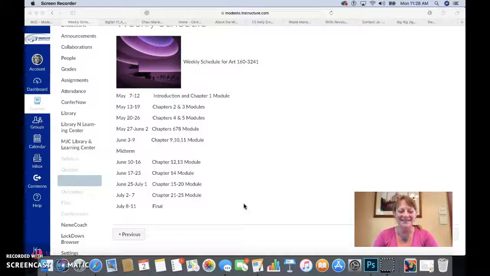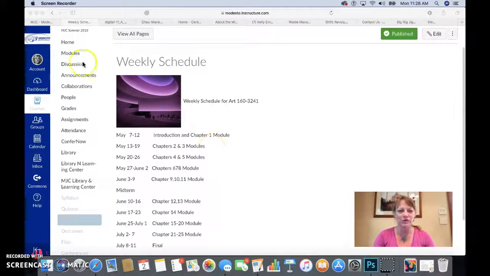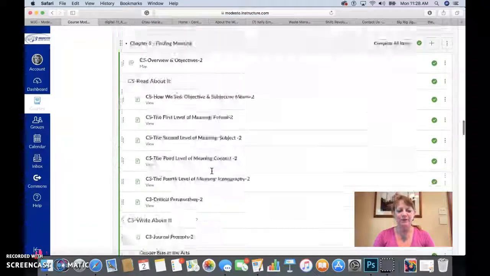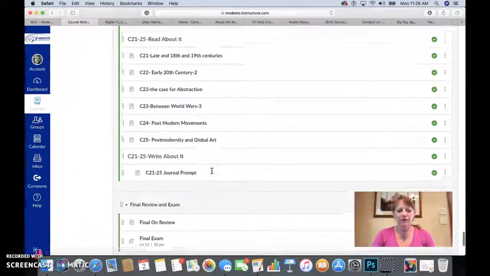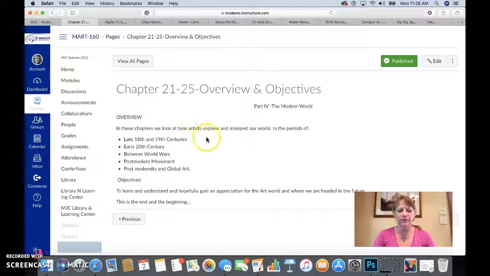All right, so 21 through 25. Another meaty amount of work to look at. Let's take a look, see what we're dealing with here. Oh, so much work you guys have done. In these chapters, we're going to look at how artists express and interpret our world in the periods of the late 18th and 19th century, early 20th century, between the world wars, postmodern movement, postmodernity, and global art.